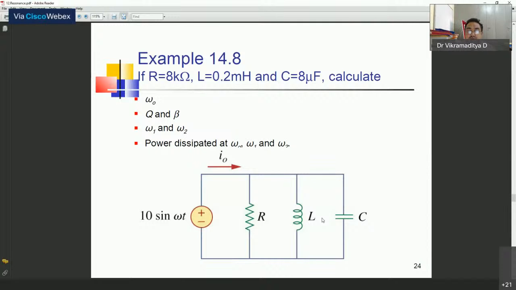Then you calculate the quality factor. Quality factor is nothing but omega naught RC. Omega naught you have already calculated. R is known to you, that is 8 kilo ohm, and C is 8 microfarad. So do write 8 into 10 to the minus 6 and 8 kilo ohm as 8 into 10 to the power 3. Similarly, calculate omega 1 and omega 2, and also the power dissipated at omega naught, omega 1 and omega 2 by the given formula. So things are very clear.